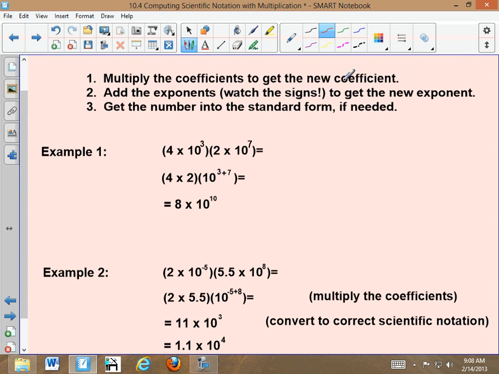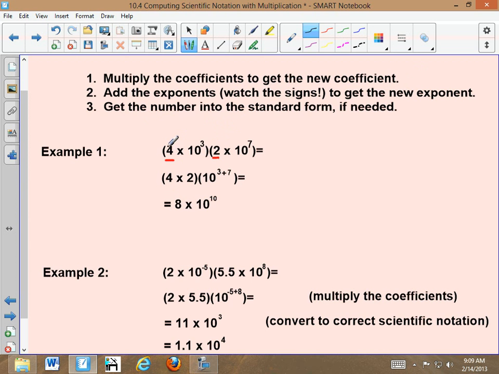Multiply the coefficients to get the new coefficient. When it says coefficient, they mean the numbers in front of your x. Okay? So, multiply the coefficients to get your new coefficient. Add the exponents. Watch the signs to get the new exponent. Get the number into standard form if needed.